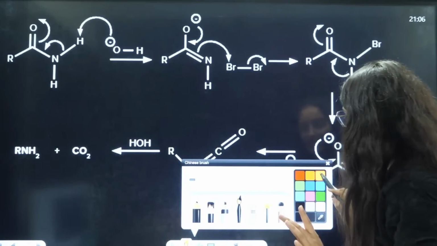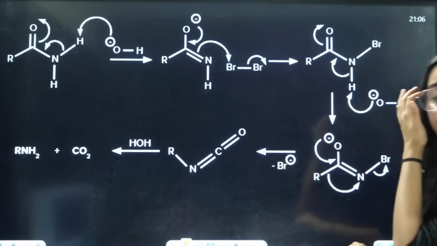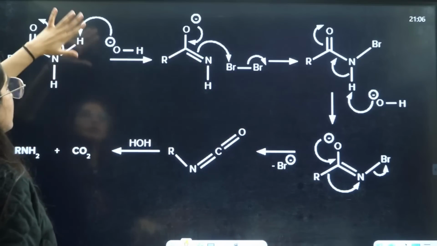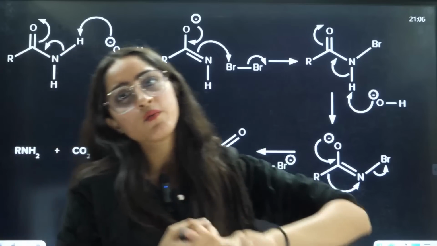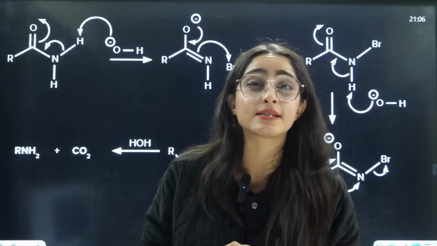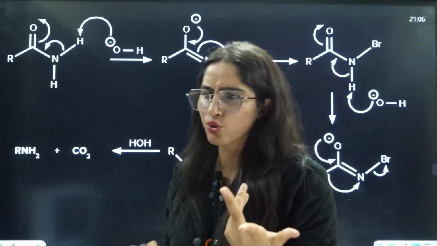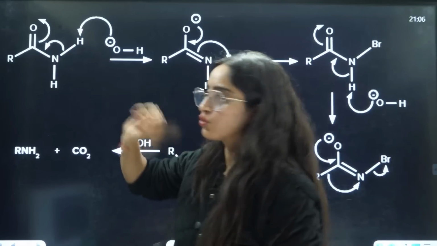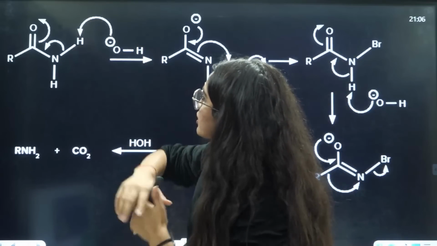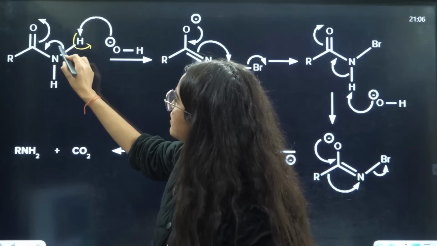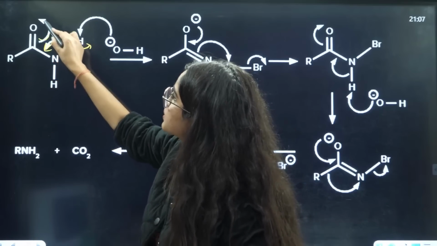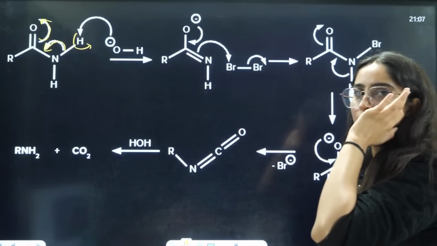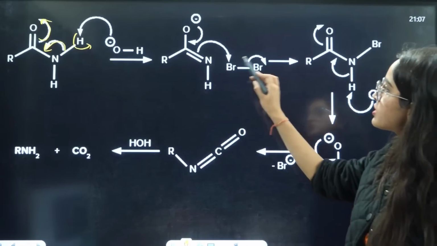Now let us see, here one step is very important. We are just left with two mechanisms. One is Hoffman bromamide, other is carbylamine. So just 2-3 more reactions we are left with. So this is RCONH2, right? Here base will try to abstract the proton, and this will jump here, and hence you will have the formation of this kind of compound.